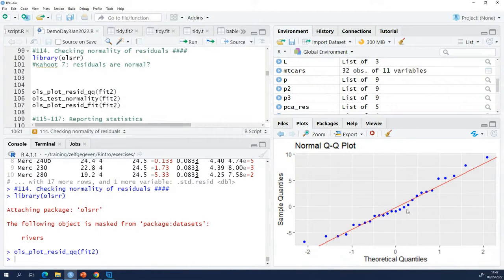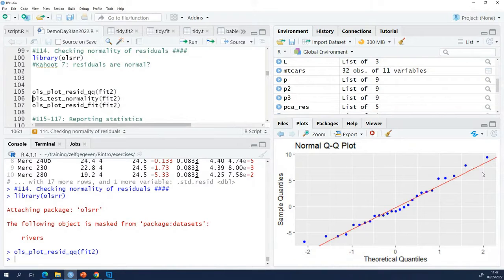Well, the red line is what your residuals should do if they were normally distributed. So if your points here, each point is a residual, if your points follow the red line, more or less, they are normally distributed. So to be honest, this looks good.